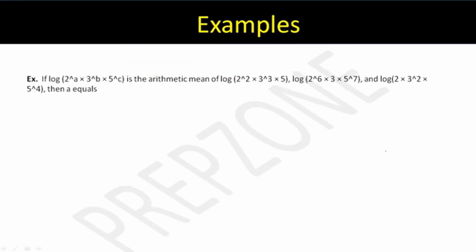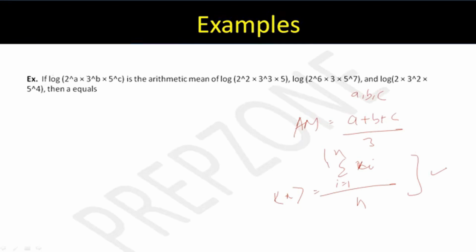See, guys, the three numbers which are given here are log of 2 to the power, 3 to the power, 5 to the power something. Here also there are powers of 2, 3, 5. The third number is also like this. What is arithmetic mean? For those who do not know the meaning of arithmetic mean, if there are three numbers A, B, C, the arithmetic mean will be (A plus B plus C) by 3. So it's basically the sum of all the numbers xi, from i equals 1 to n, divided by n. This is the arithmetic mean.